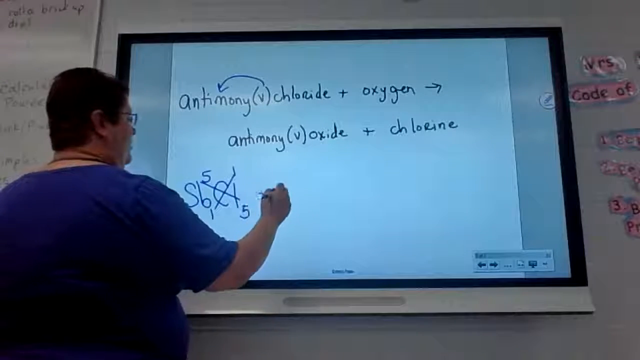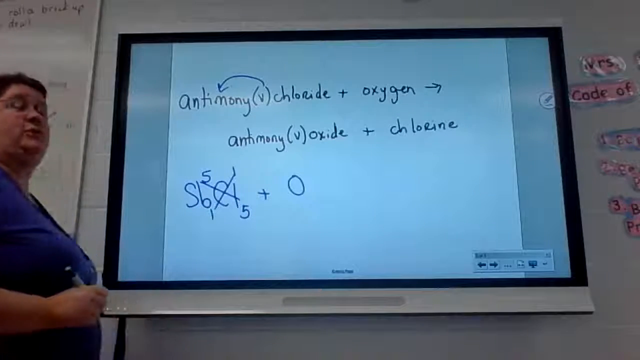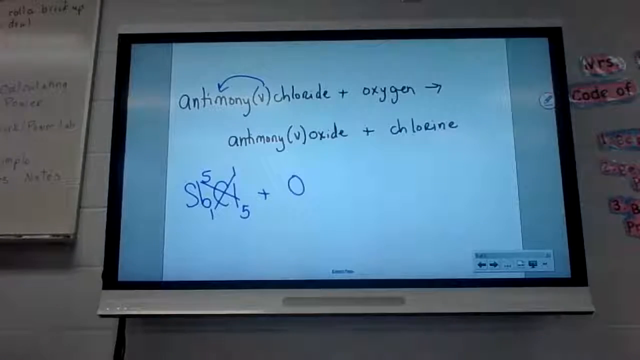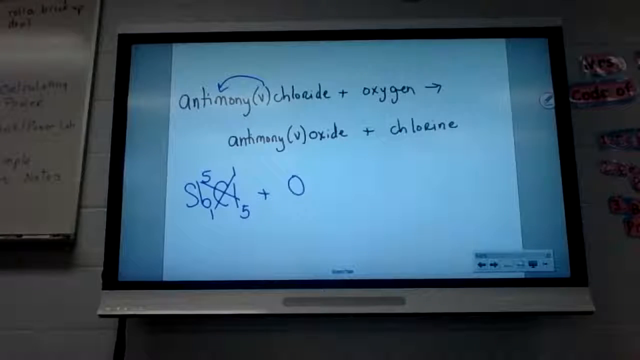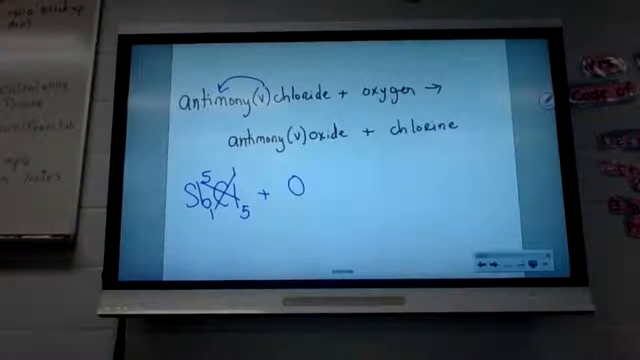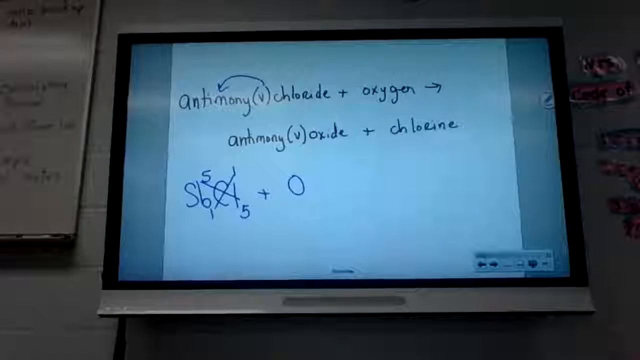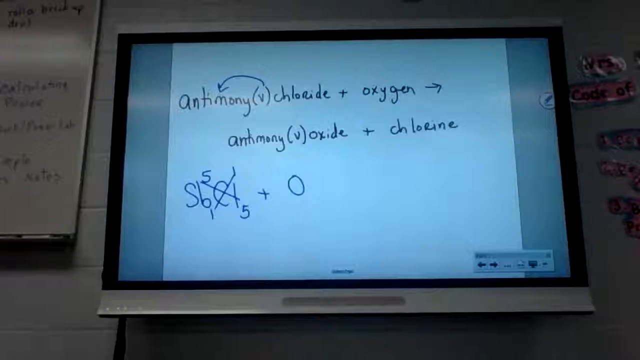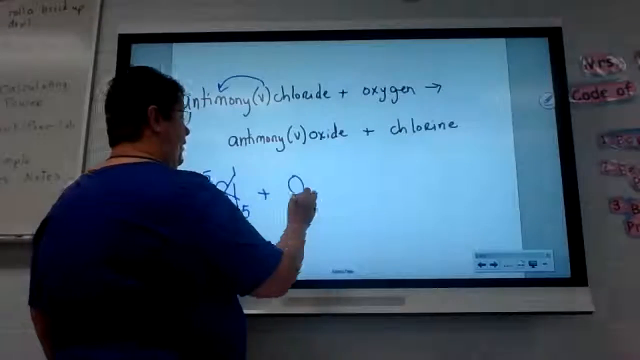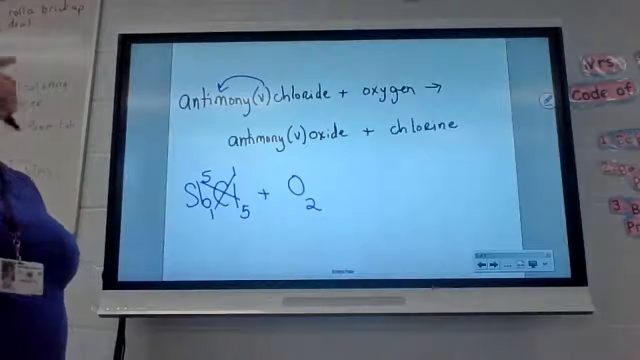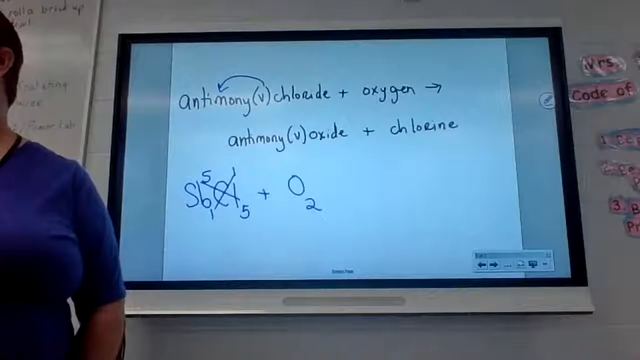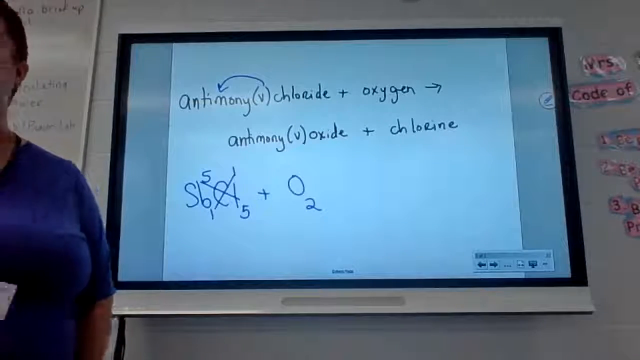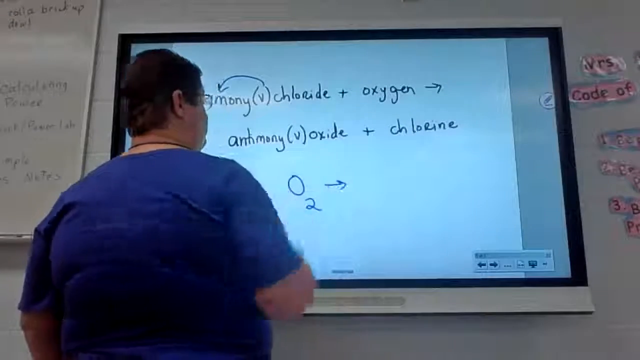All right, plus oxygen. Oxygen's by itself, which means it's an element, right? What do you ask yourself if it's an element? Does it need a subscript of 2? Is it one of those 7 when it's alone? Yes. If you answered yes, it's one of those 7, then you put a 2 right there. If it hadn't been on that list of 7, what would you have done? Left it alone. And you'd have drawn the arrow.